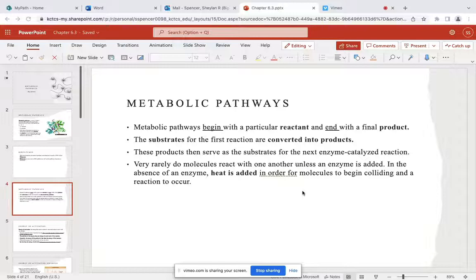But again, getting back, like I previously said, very rarely do molecules react with one another unless an enzyme is added. So if we don't have an enzyme, we can add heat, and we know that heat is going to cause the molecules to collide and cause them to react with one another.